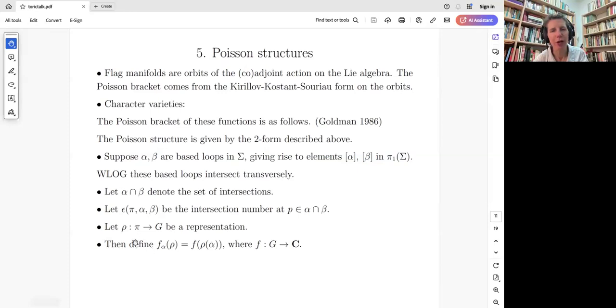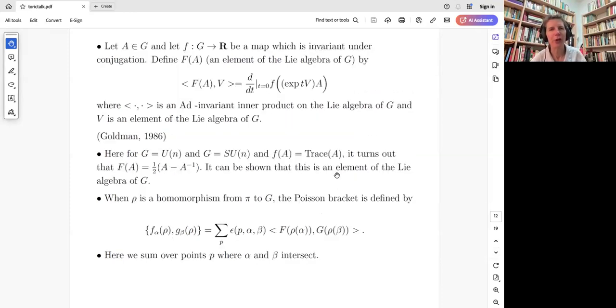So I'll write a function on the character variety, f sub alpha. This depends on a choice of an element of the fundamental group. So you evaluate your representation rho on alpha, and now you get a complex number. So Goldman writes down the Poisson bracket of these functions.